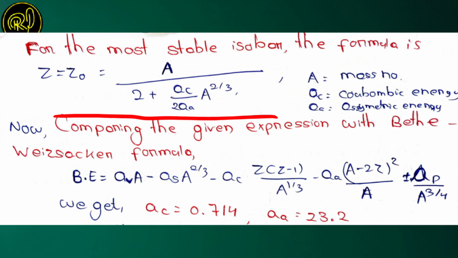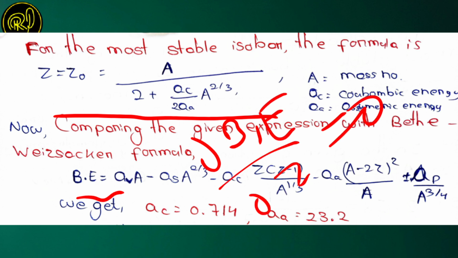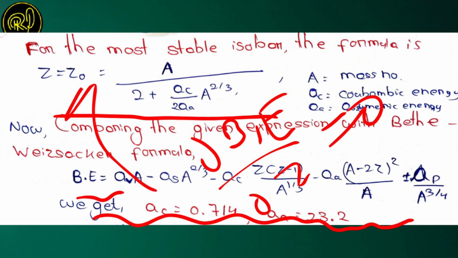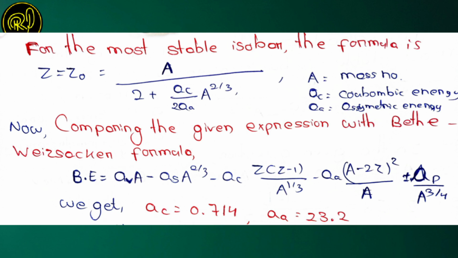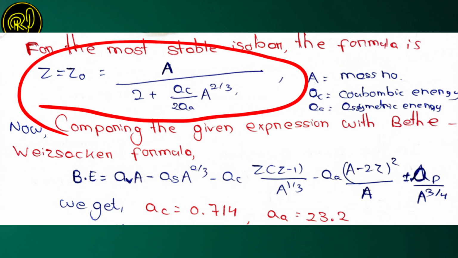But this formula can also be derived by using dBE by dZ is equal to 0. If you differentiate this formula, then finally you will get this. This is a derivation, there is a long derivation of nearly 1 page, but it will just waste your time in your CSIR NET examination. So better just remember this formula, that is Z equal to Z naught is equal to A by 2 plus A Coulombic by 2 A asymmetric A to the power 2 by 3, where A is the mass number, A Coulombic is the Coulombic energy term, and A asymmetric is the asymmetric energy term.